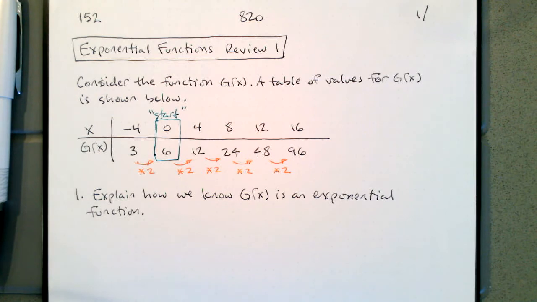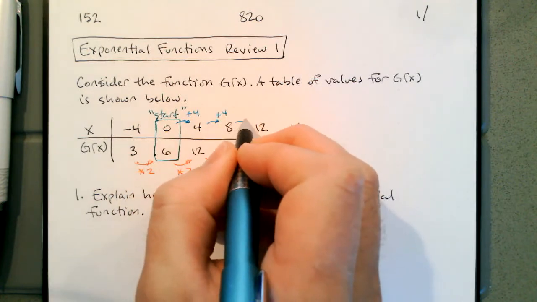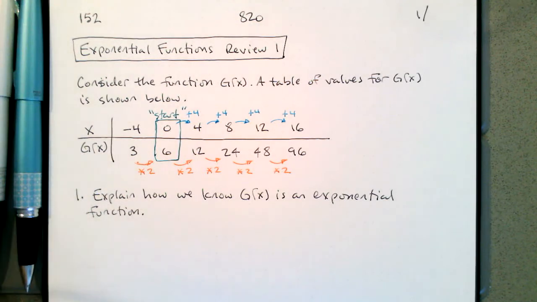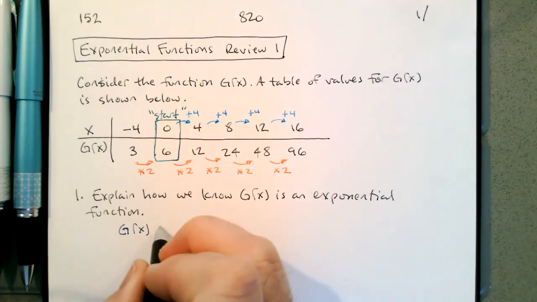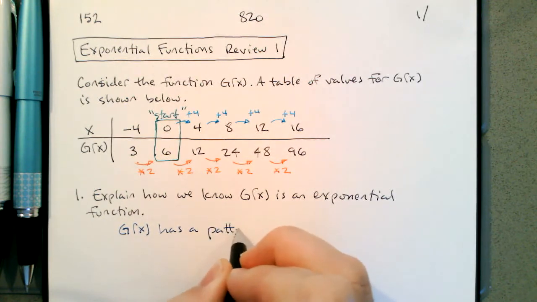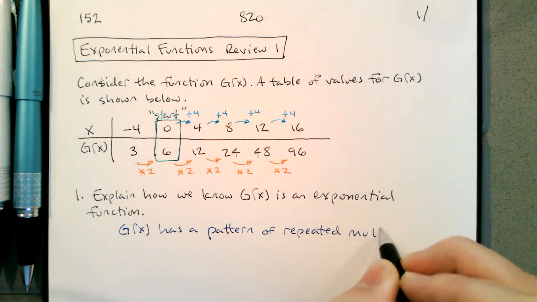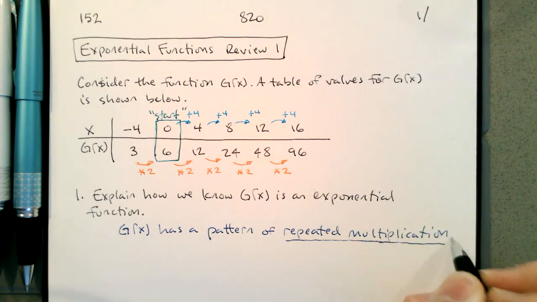So here's how we know we're dealing with an exponential function. We have this pattern of repeated multiplication, and we have multiplication happening at regular intervals. This is happening every 4 units. So we want to explain why we know that g of x is an exponential function. We could see that g of x has a pattern of repeated multiplication. So that pattern of repeated multiplication is what's going to give us our exponential function.